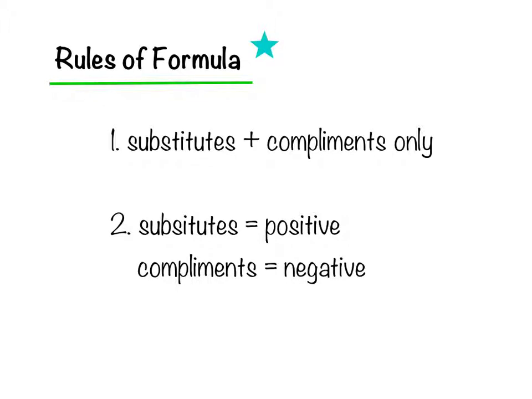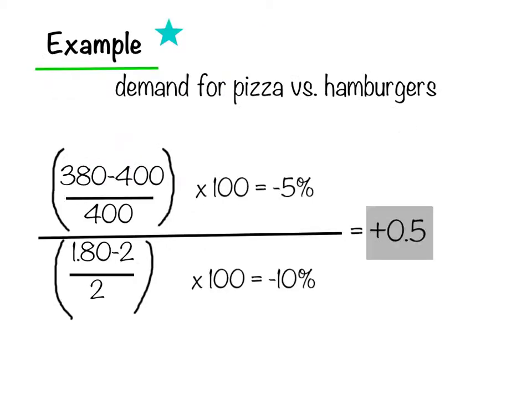When using the formula, there are certain rules. The first one is that it is for substitutes and complements only. The second rule is that when the value that comes out of the formula is positive, it means the goods are substitutes. When the value is negative, it means that the products are complements.